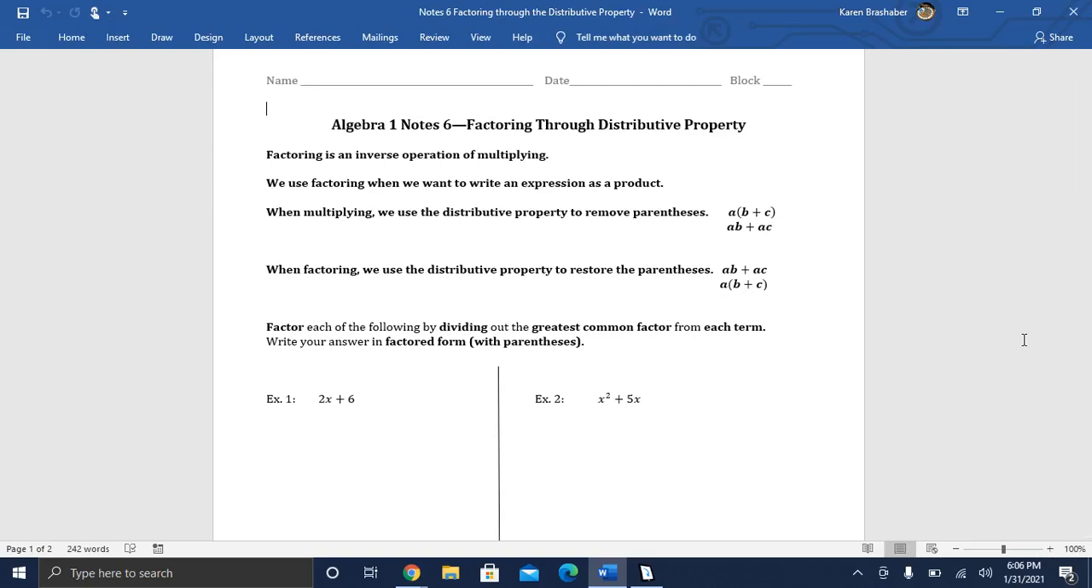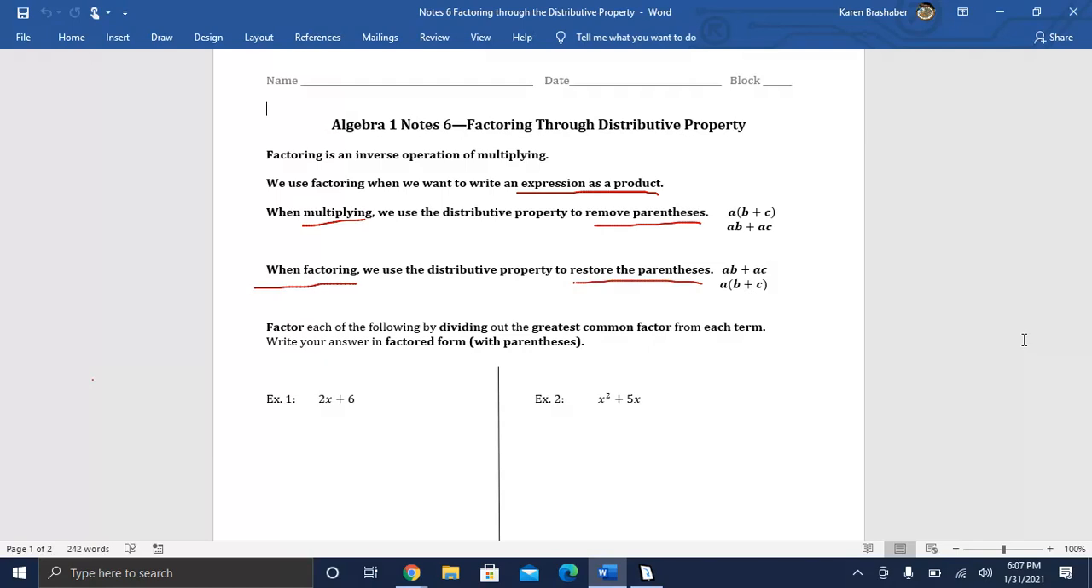Today we'll be working on the opposite operation of what we have been doing. So we have been working on multiplication, and today we'll be working on a process known as factoring. Factoring is done when we want to write our expression as a product. So to multiply, we remove the parentheses, and when we factor, we restore the parentheses. We want to get the parentheses back in the problem.